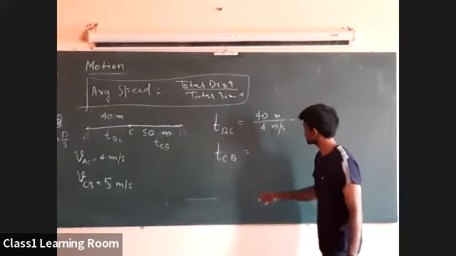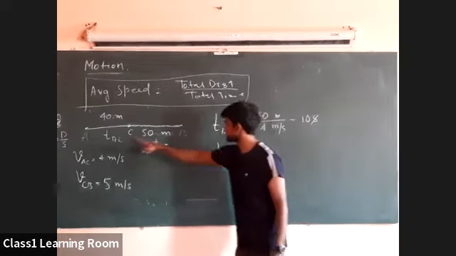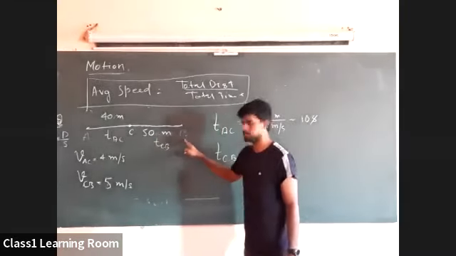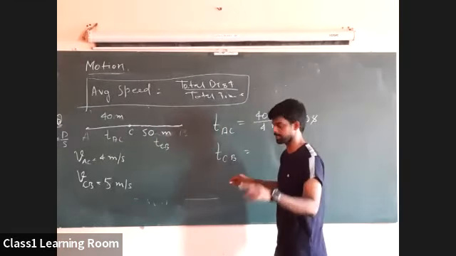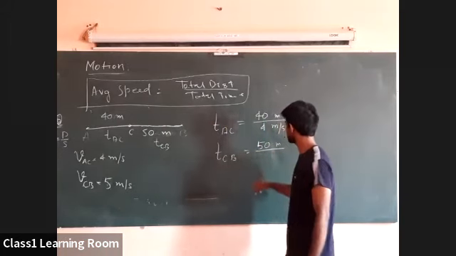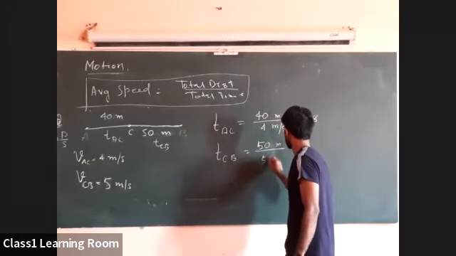Now TCB. How much is the distance between C and B? Distance from C to B. 50 meter, right? How much is the speed? 5 meter per second.